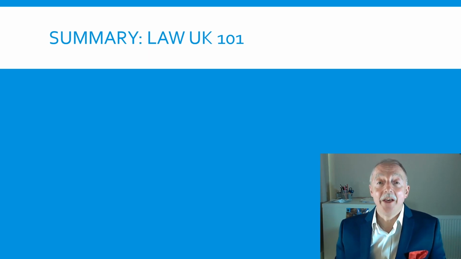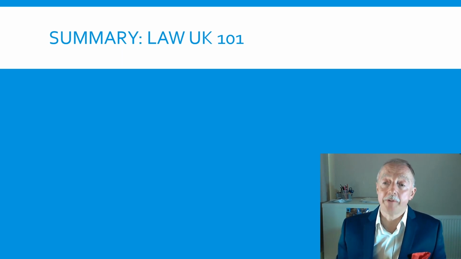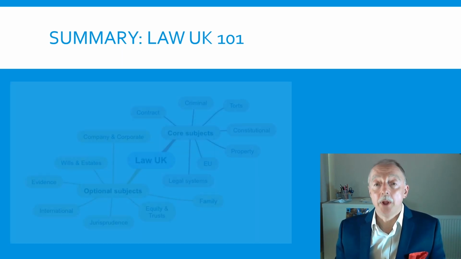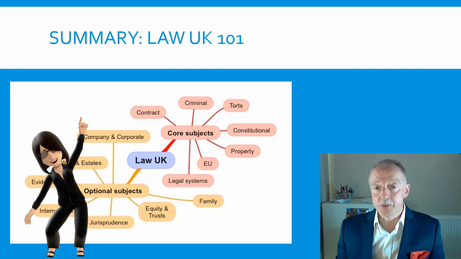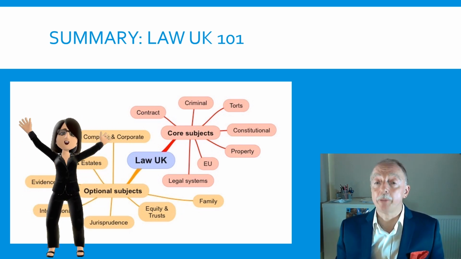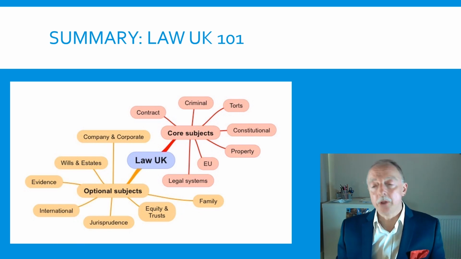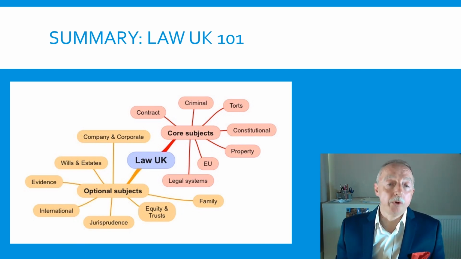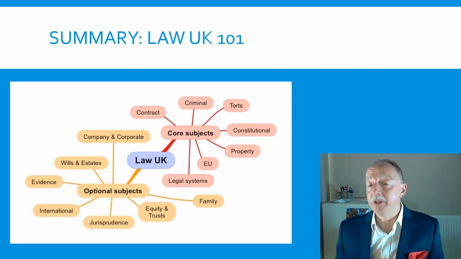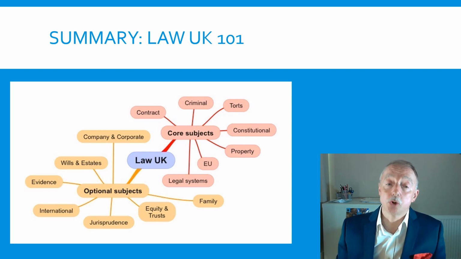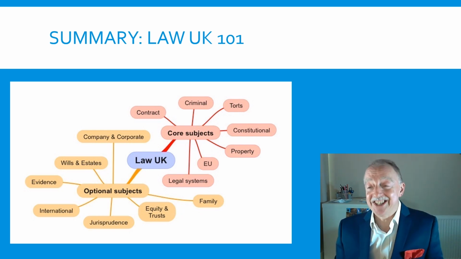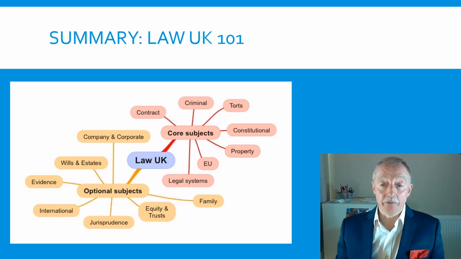So in summary then, that's what I would identify as the key elements of UK law if you're going to undertake a study of it on a course somewhere. And I identified two facets to it. One is the core subjects: contract, criminal, torts, constitutional, property, EU and legal systems. The other is optional subjects which are well worth studying once you've got the core subjects well within your grasp, and that would cover things like company and corporate, family, equity and trusts, jurisprudence, international, evidence, wills and estates. And if actually you can get to grips with all of those, well, you will have well and truly understood UK law.